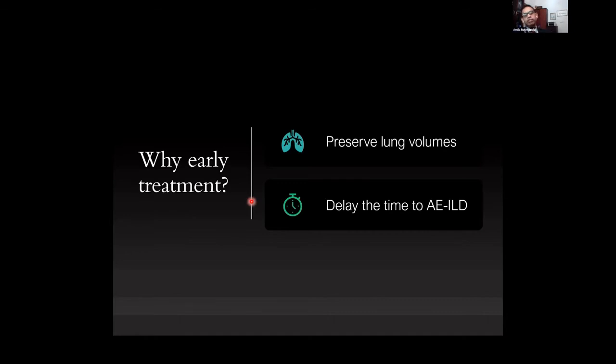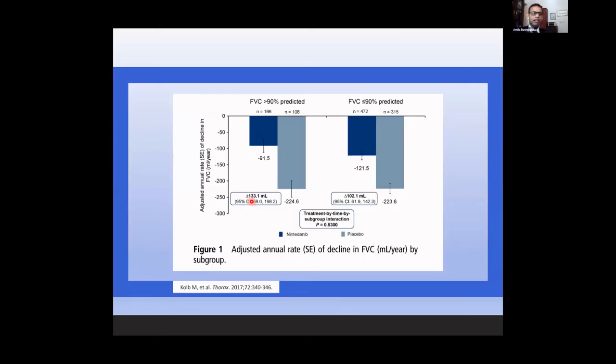And also they found that it will delay the time to acute exacerbations in interstitial lung disease. This is a study done in America, published in Thorax 2017. In this study, they compared patients with lung fibrosis, especially IPF, with FVC more than 90%. That is, forced vital capacity more than 90% means they are very mild, or maybe asymptomatic patients, compared with patients who have forced vital capacity less than 90%.